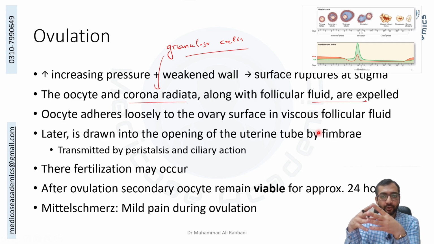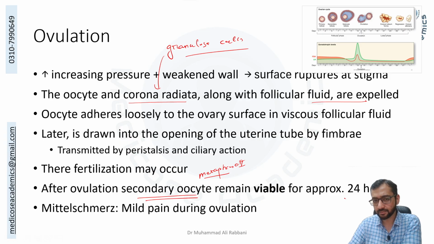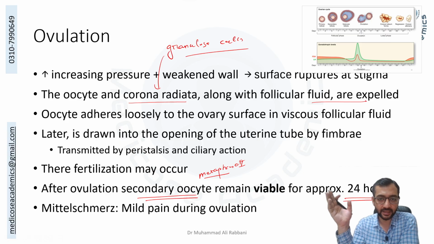In the oviduct, fertilization occurs. And now this secondary oocyte, do remember, is still stuck in metaphase 2 of meiosis 2. It remains viable about 1 to 2 days, mostly for 1 day, and if it is not fertilized in this critical window, then it will be shed off and the next cycle will continue.